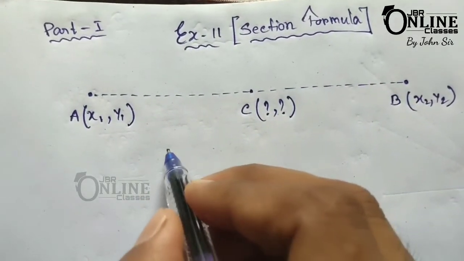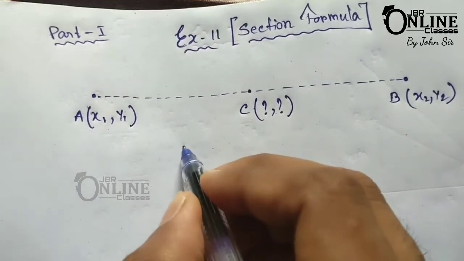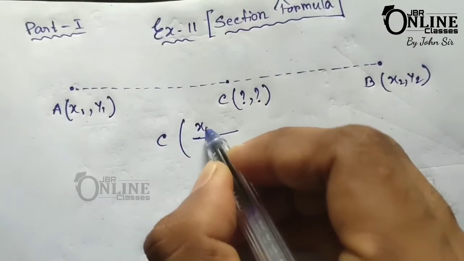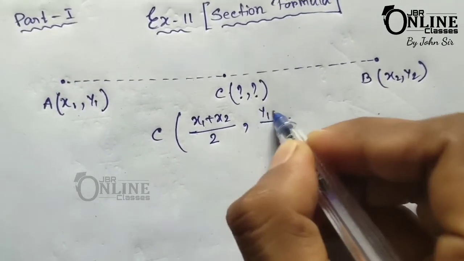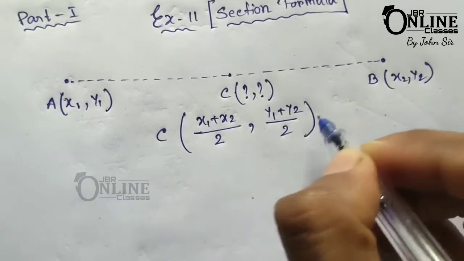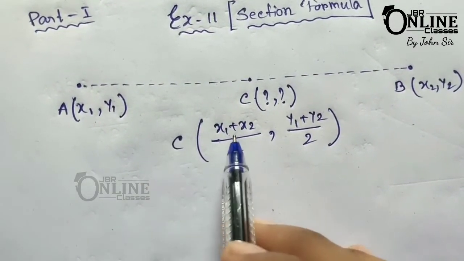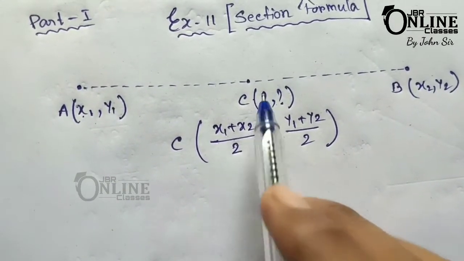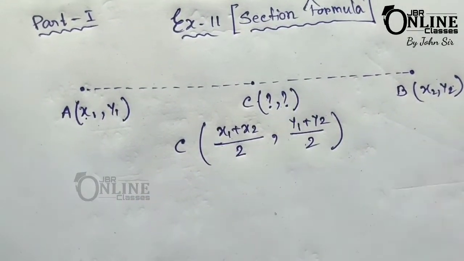So if C is the midpoint, the coordinates of C are: the first one (x1 plus x2) by 2, then the second one (y1 plus y2) by 2. That is the formula of the midpoint. To find the coordinates of the midpoint, first (x1 plus x2) by 2 is the first coordinate, and second (y1 plus y2) by 2 is the second coordinate.